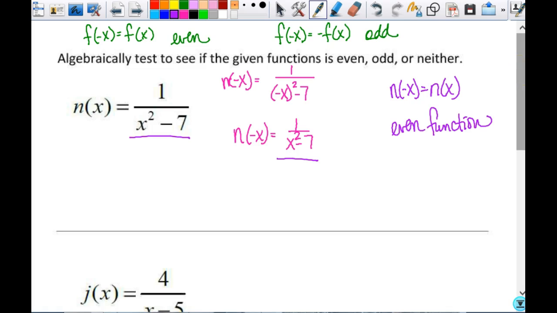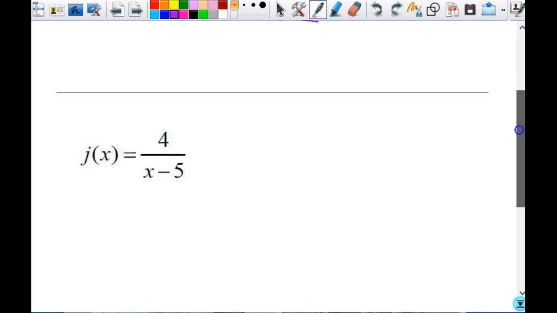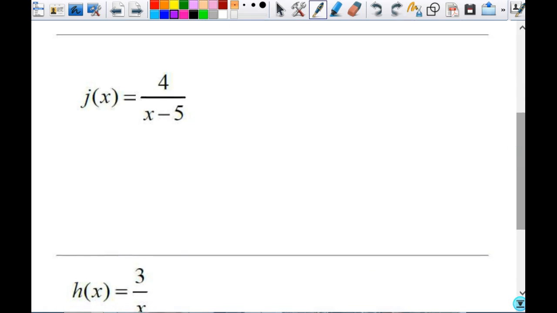Remember, you want to pause, try it out yourself, and then watch. Don't just let me work them for you. Same thing here. We've got to plug in, so pause if you need to, write this down, try it out. Then j of negative x is equal to 4 over negative x minus 5. So then I simplify this, or actually, I'm sorry, well, it kind of is simplified. I can't really do anything else. So I just look at j of x, and I look at j of negative x. They are not the same.